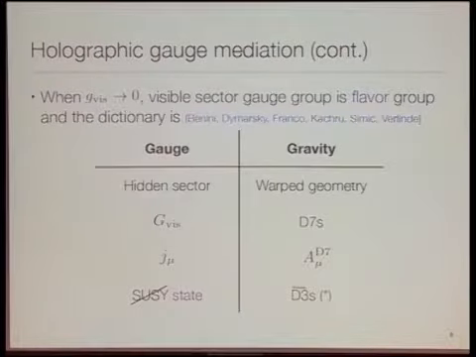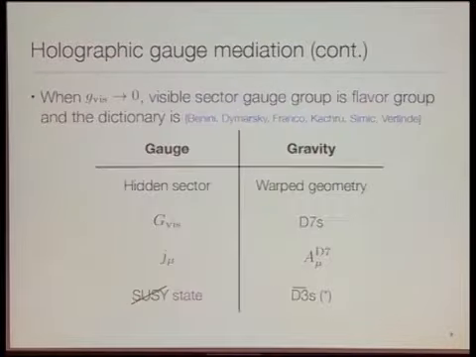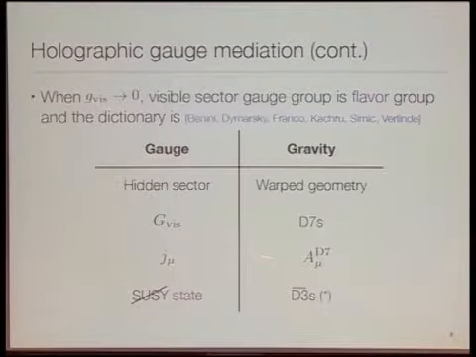The famous example that they use is Klebanov-Strassler. The visible sector gauge group, which in this limit is again a flavor group of the hidden sector, is realized by some D7s that kind of fall a little bit into the throat. J^μ, this is the hidden sector current that couples to the visible sector, vector. This is dual to the vector field living on the D7 brane.